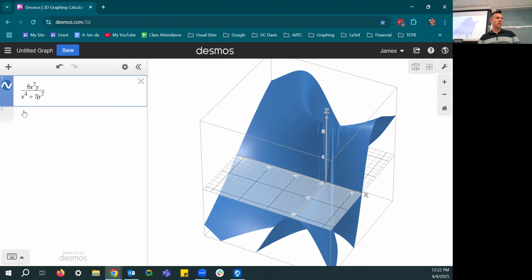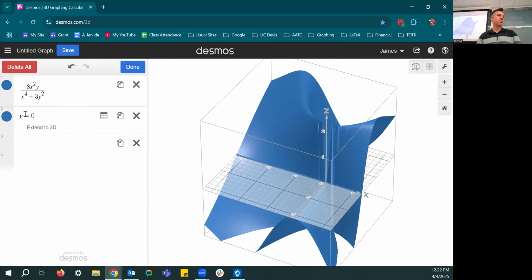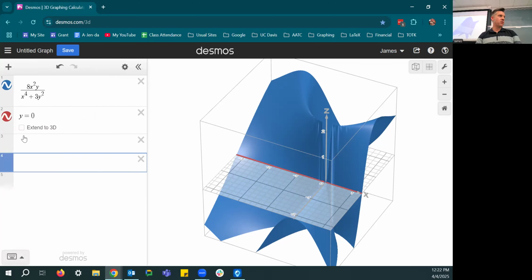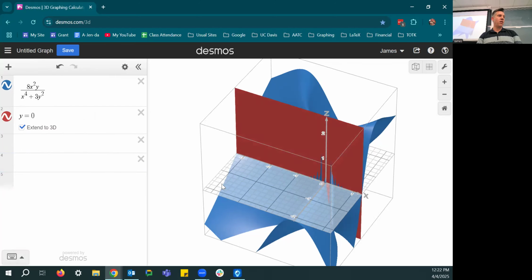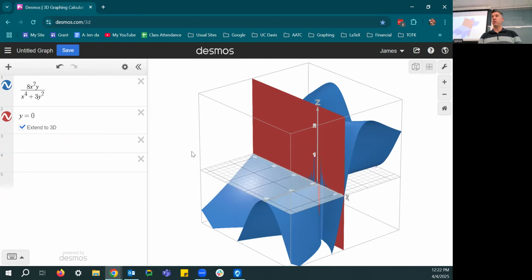Well, here's, say, y equal to 0. I would like a different color, please. Why would you give me that same color? Who makes these decisions? Okay. And so you can see that along that pathway, the values are 0. We're just getting 0 the whole time.